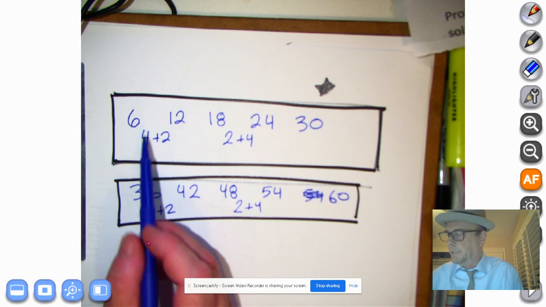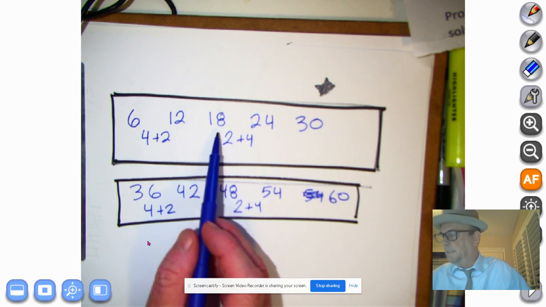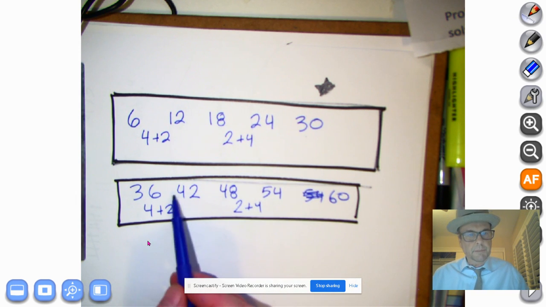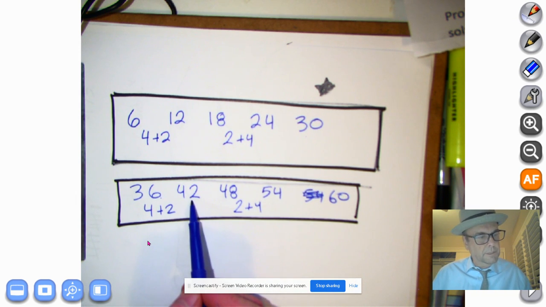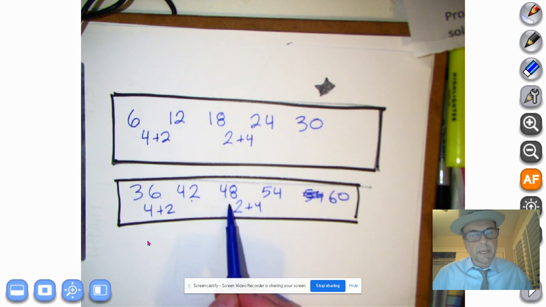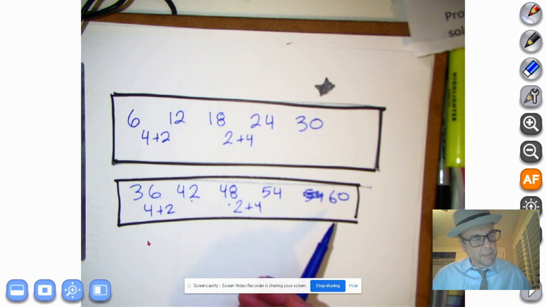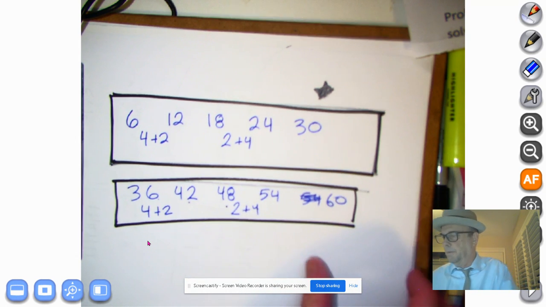So 6 times 1 is 6, 6 times 2 is 12, 6 times 3 is 18, 6 times 4 is 24, 6 times 5 is 30, 6 times 6 is 36, 6 times 7 is 42, 6 times 8 is 48, 6 times 9 is 54, and 6 times 10 is 60. Let's just go ahead and take a look at a few different problems now.